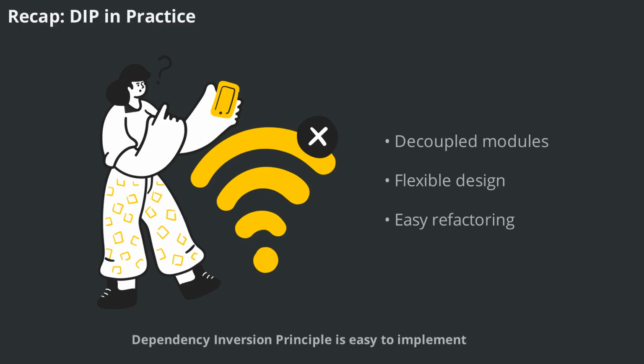Dependency inversion principle is easy to implement in Spring Boot thanks to dependency injection. By depending on abstractions, your high-level modules remain decoupled from low-level details. This makes your application more flexible and easier to test or refactor.